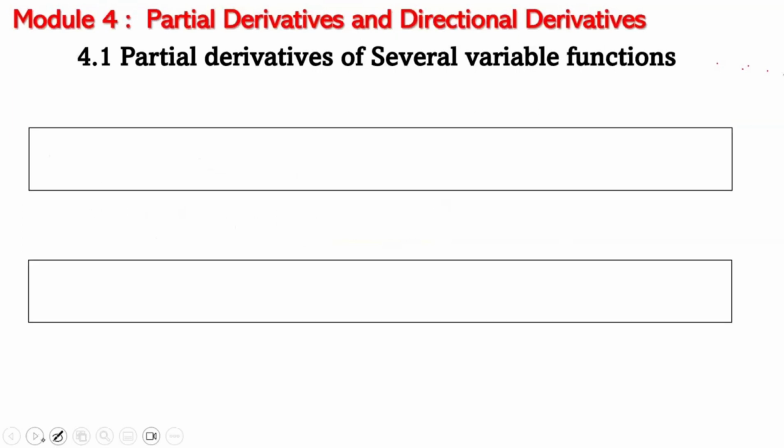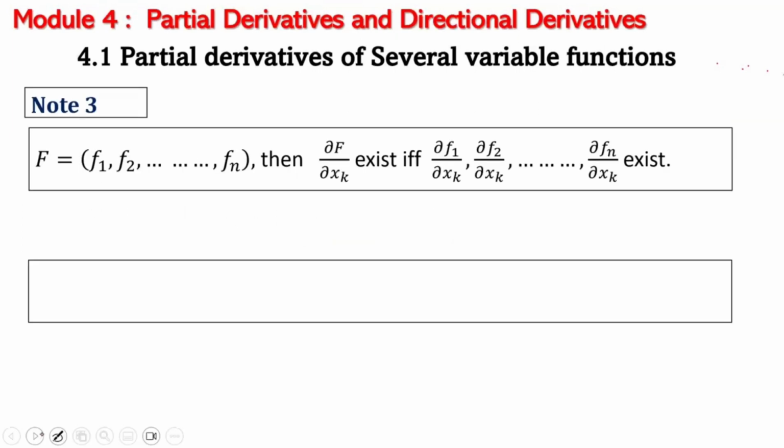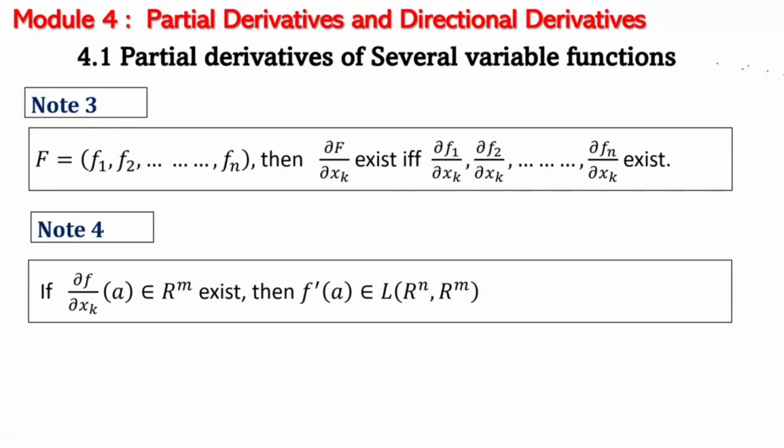Okay, now we have note 3. This says that if the function capital F has component functions f1, f2, up to fn, then the partial derivative of capital F with respect to xk exists if and only if all of f1, f2, up to fn have a partial derivative with respect to xk. Note 4 is that if the partial derivative belongs to Rm, then f dash a is linear from Rn to Rm.